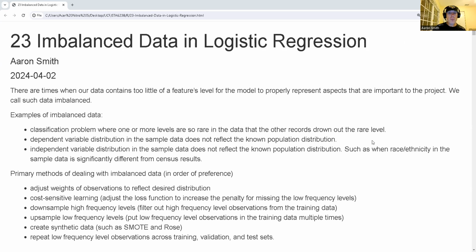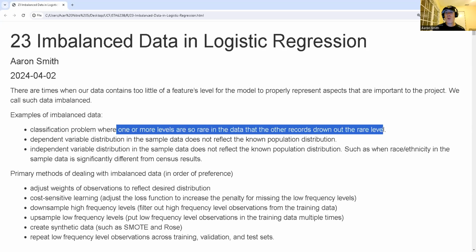So first and foremost is that we have a classification problem where one or more levels are so rare in the data that the other records drown out the rare level. Imagine a situation where I'm trying to model a really, really rare disease. It doesn't happen very often. And I go out, I collect my data, I have 99.99999% of my data is no disease, and then I have a small number of records for the actual disease.